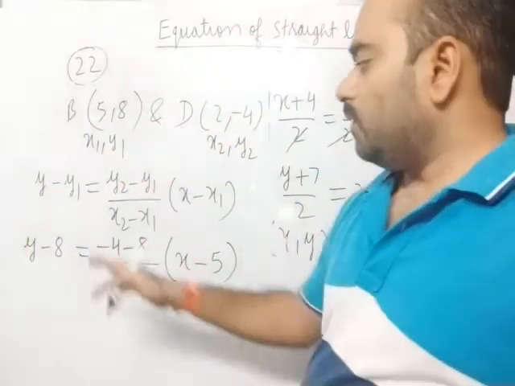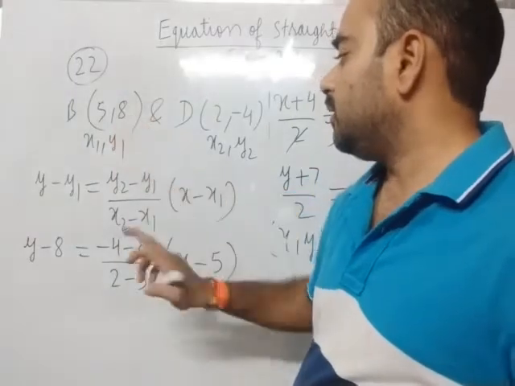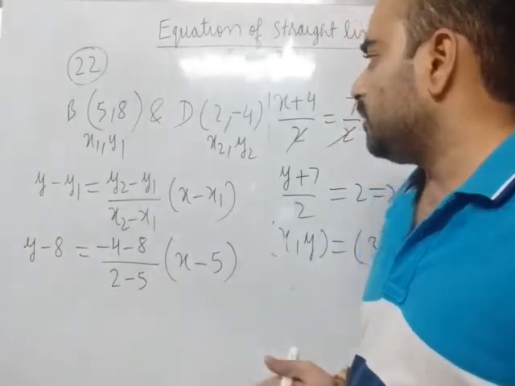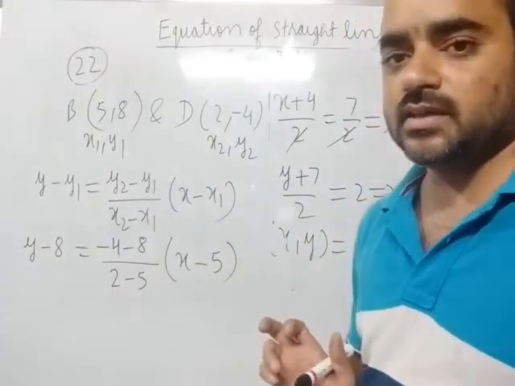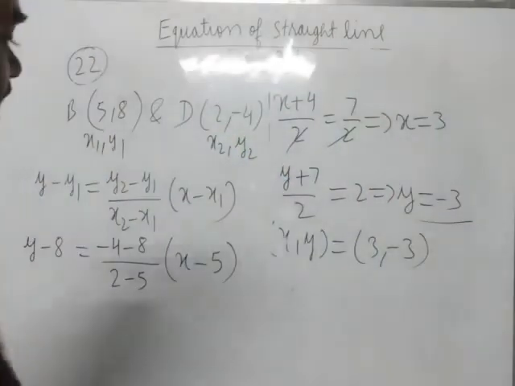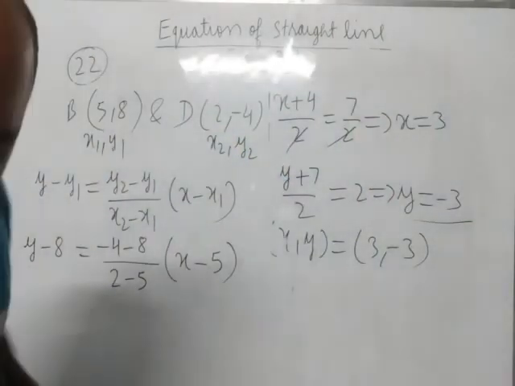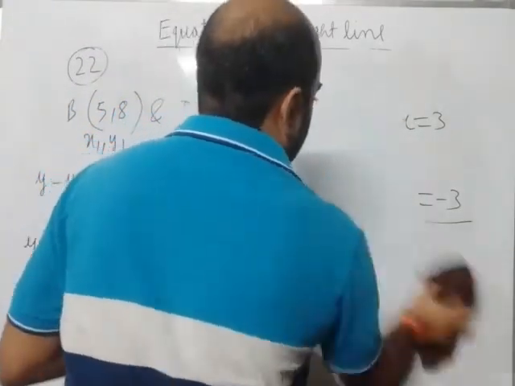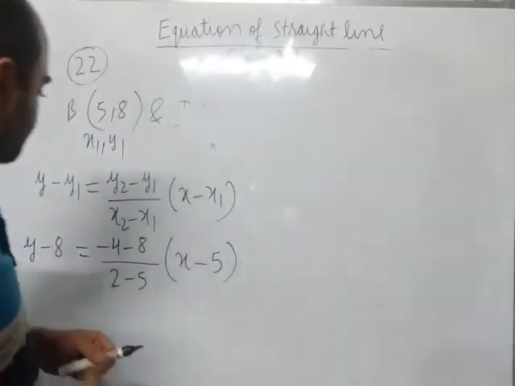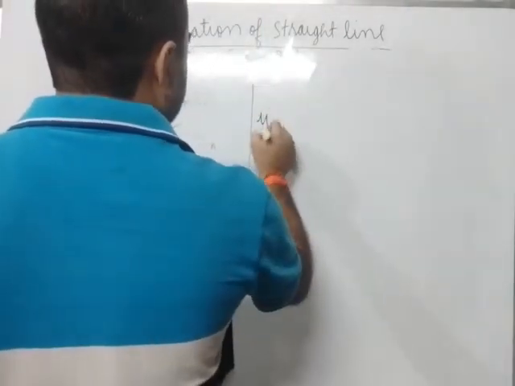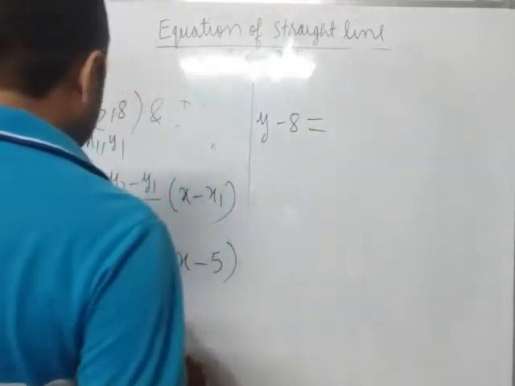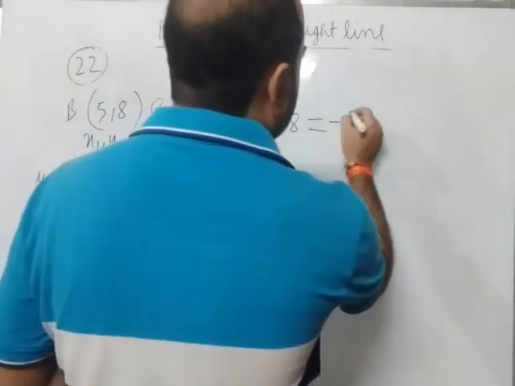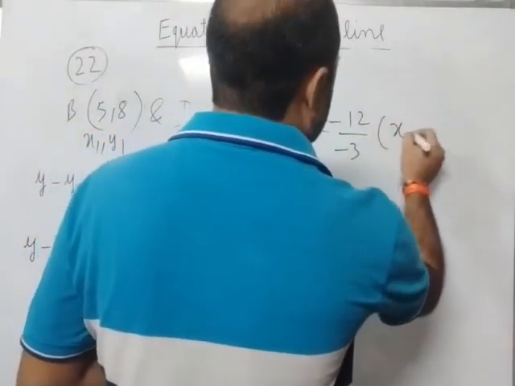Understood? Y minus y1, 8. y2 minus y1 means -4 minus 8. x2 minus x1 means 2 minus 5. And x minus x1. Then calculate. This will be y minus 8 equals -12 upon -3. -12 upon -3 means plus 4. Correct?